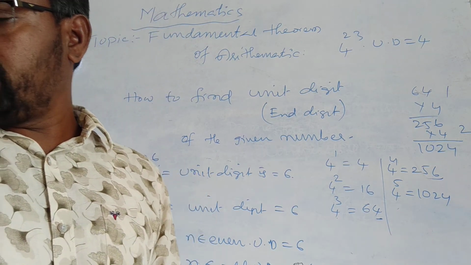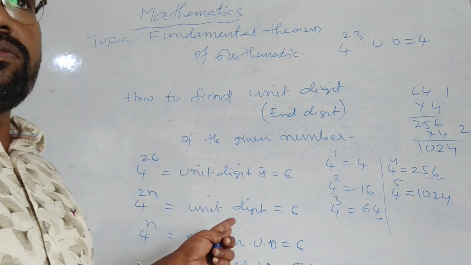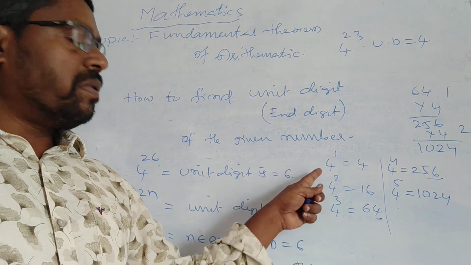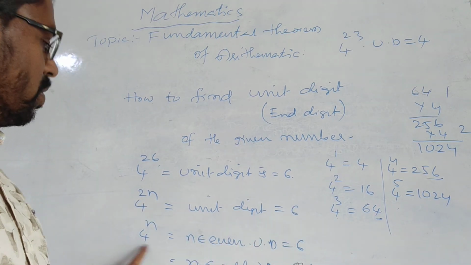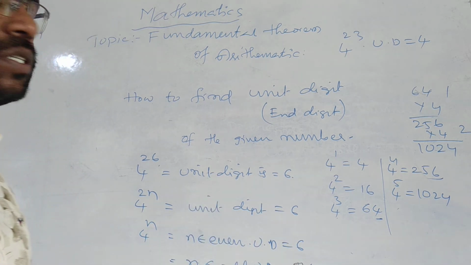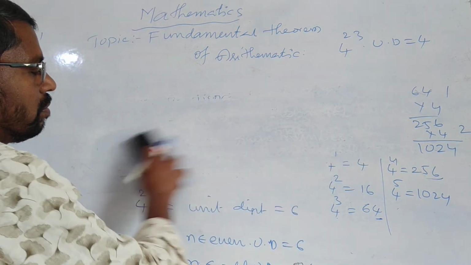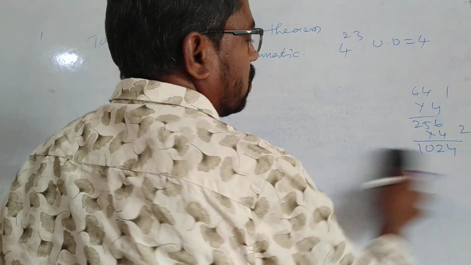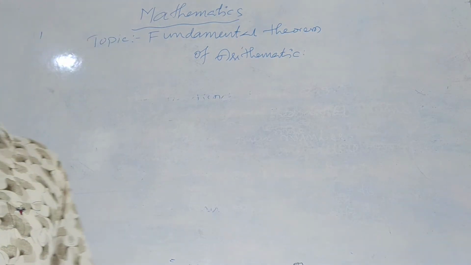This is your Example 3 given in the textbook. Sometimes you may be asked the question for 1 or 2 marks: 4 power odd, 4 power even. 4 power even has end digit 6, 4 power odd has end digit 4. That is the odd and even concept. Okay. Now in your regular exercise, one more question is given in the text, that is 6 power n.